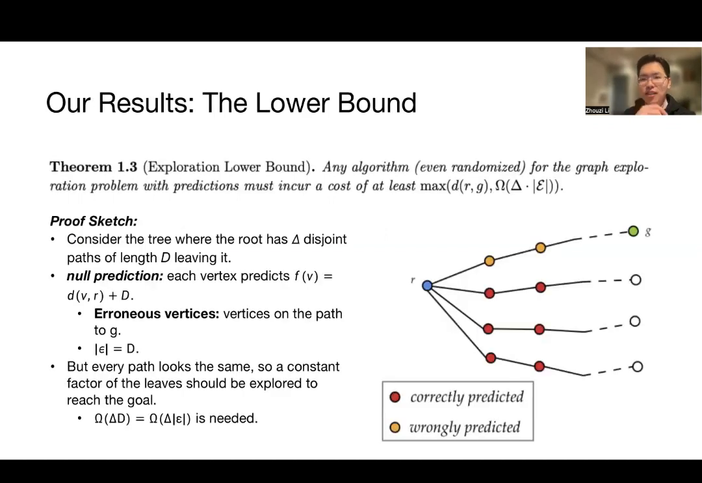To prove the lower bound is easy. Consider the tree where the root has delta disjoint paths of length D leaving it and each node gives null prediction, as shown in the figure. Then, by definition, the only erroneous nodes are those on the path from R to G, which are just the orange nodes. So the error is D. But since the prediction gives no information, the agent has to reach at least half of the leaves to find the goal. So the cost is at least omega delta times the error term. Here, we finish the proof.